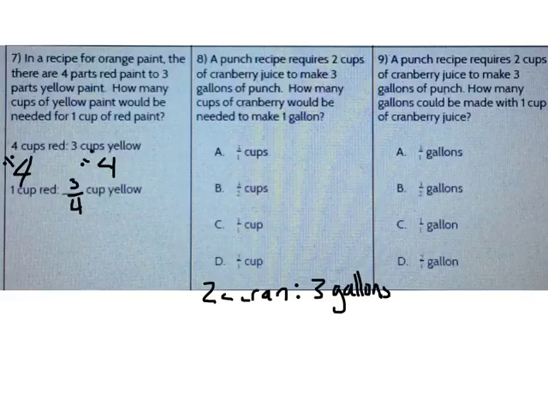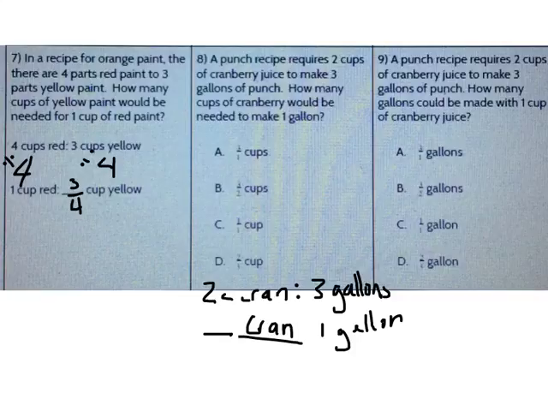Am I trying to find the amount per 1 cup of cranberry or the amount per 1 gallon? I'm finding the amount per 1 gallon. So what do I need to divide by? I need to divide by 3. What's 2 divided by 3? It's 2/3. So the correct answer is D, 2/3.